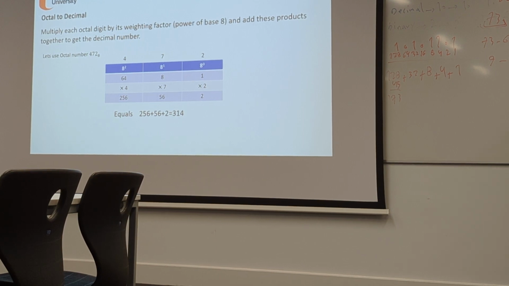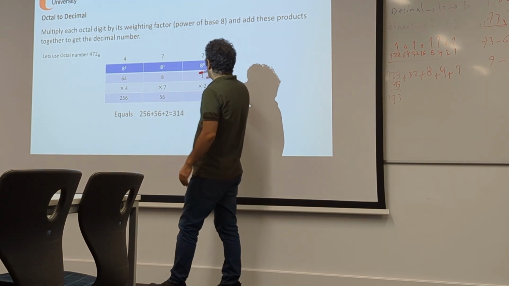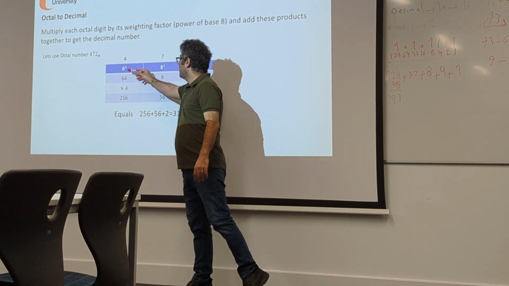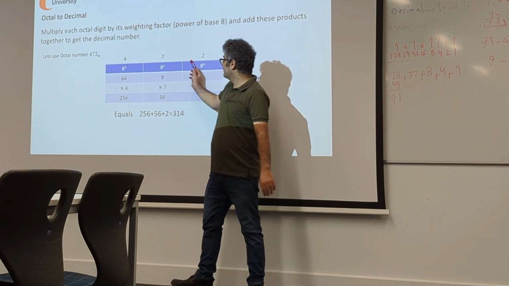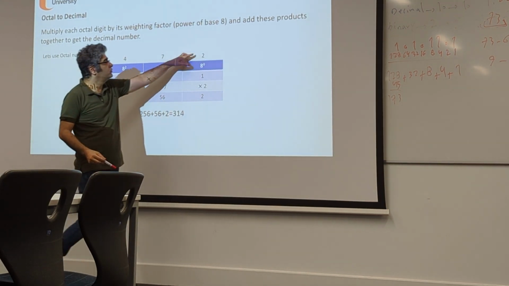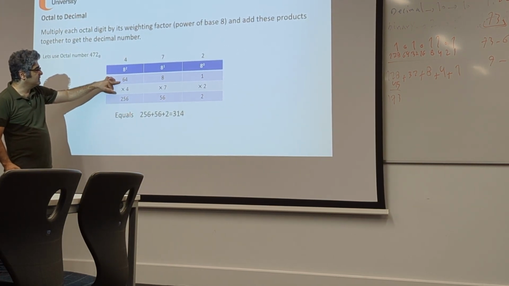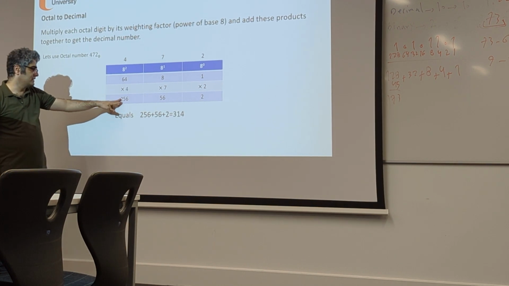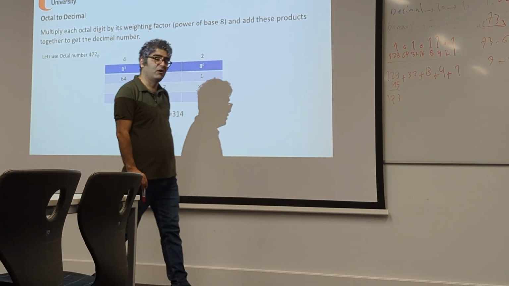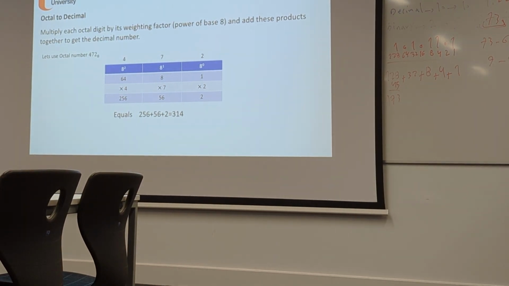When we want to convert octal to decimal, we do the same as decimal: remember base power 0, base power 1, base power 2, and so on. Here we have 3 digits, 472. 2 times 1 is 2, 7 times 8 is 56, 4 times 64 is 256. We add them and it gives us 314. It's the decimal number of that octal number.